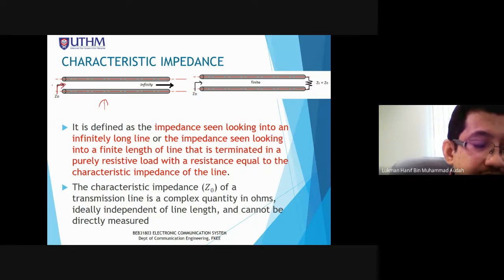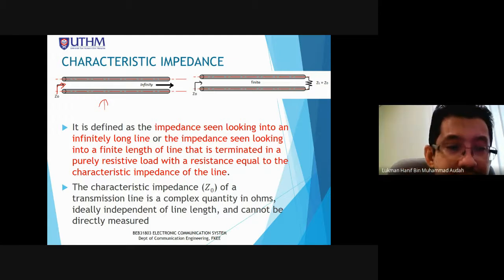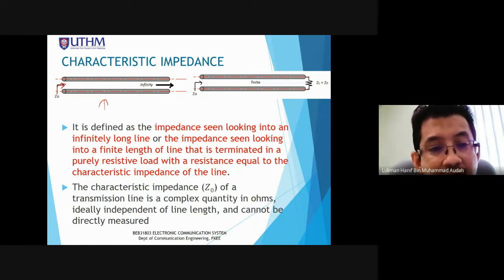Okay, seolah-olah seperti impedance yang kita lihat pada transmission line yang panjang. Maknanya characteristic impedance ini adalah sama regardless of the length. Tak kira lah dia panjang mana pun, nilai dia adalah Z0.